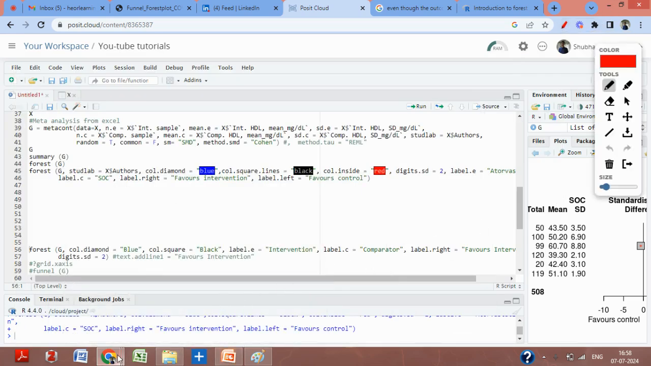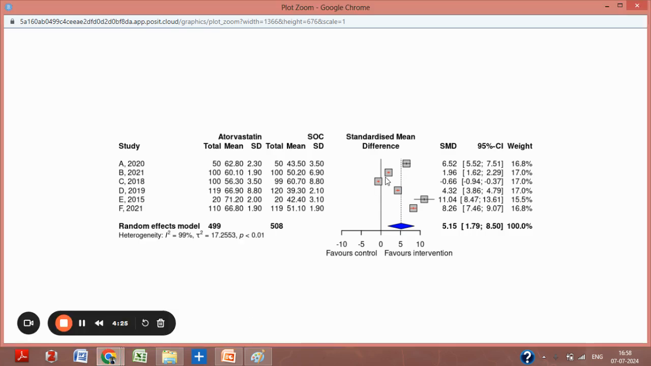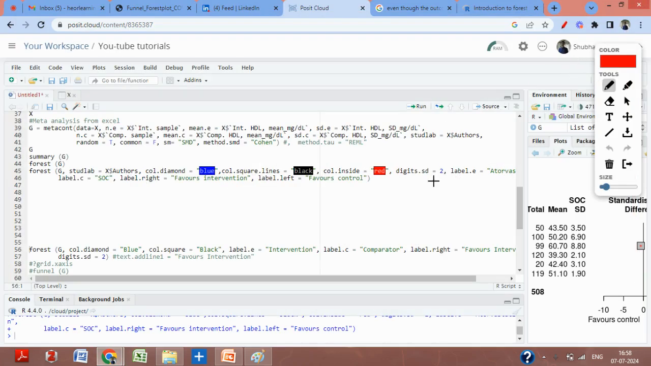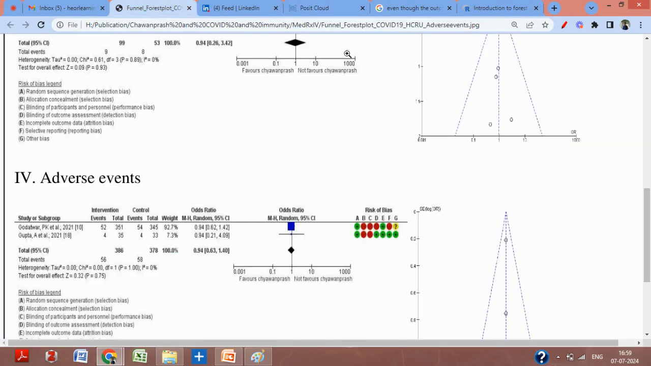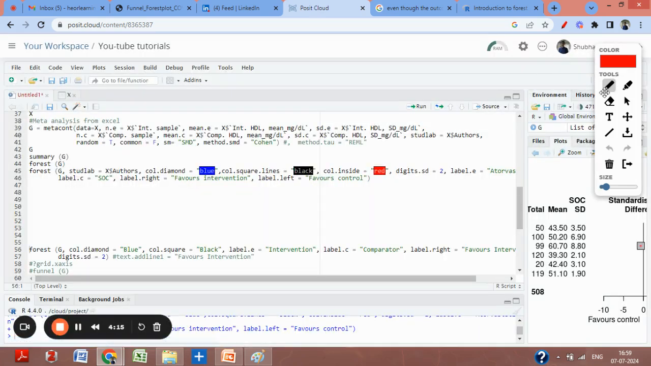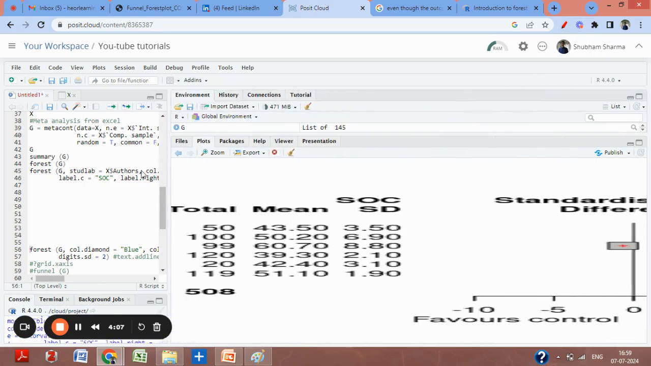Okay, let me see. I was thinking of using this color for better explanation.